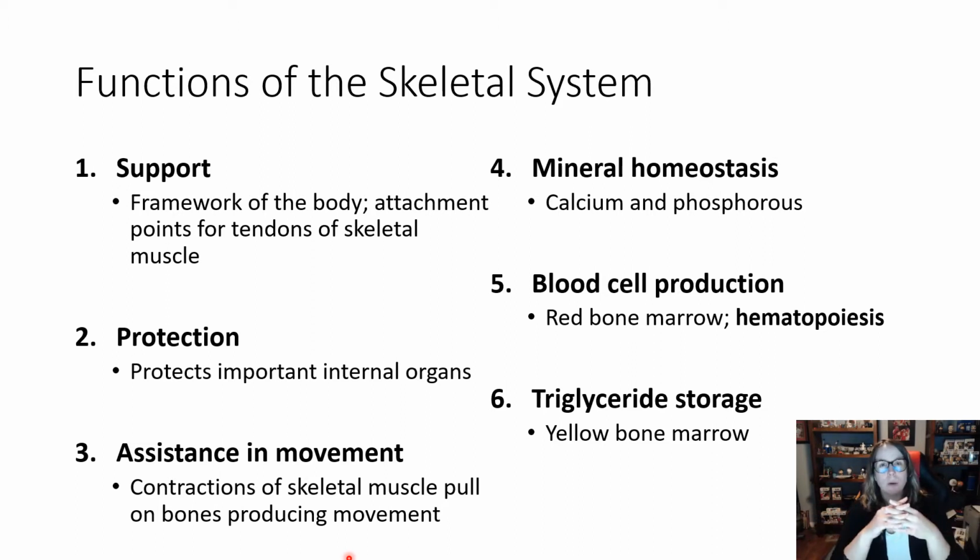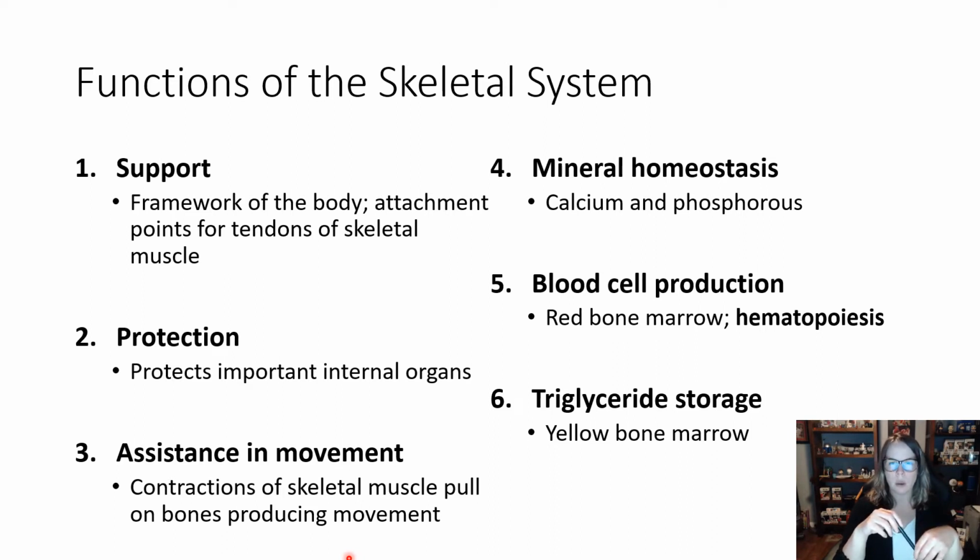We also use our bones, as many of us know, to store calcium, but we also store phosphorus, which is an important molecule for our body, and we also store fat. So triglycerides are a type of lipid or fat, and they're actually stored on the inside of many of our long bones in what's called yellow bone marrow, and we'll talk more about that as we go through the structure of a long bone.